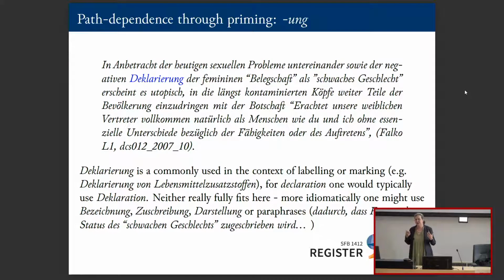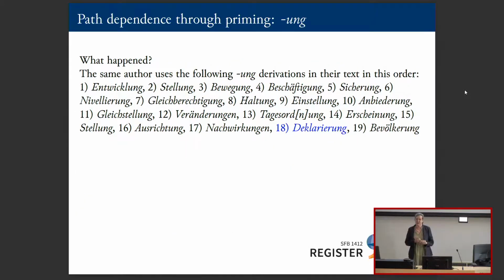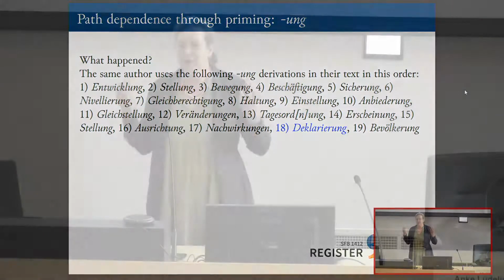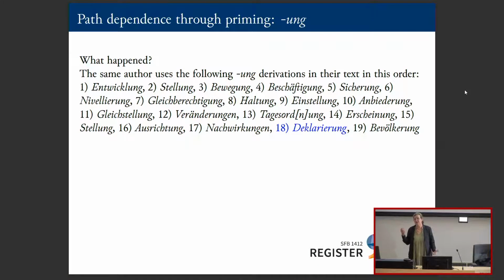But how did it come about? Why did this competent L1 speaker use Deklarierung here? Well, the same author uses other words right before. Yeah? So Entwicklung, Stellung, Bewegung, Beschäftigung, Sicherung, and all of these are highly lexicalized. These are not transparent. These are not newly formed. You will have learned them in your vocabulary training. But this is also a native speaker, so they will know them. They will grab them from their mental lexicon. And still, it could be the case that all of these then self-prime Deklarierung instead of Deklaration. I mean, that's just a hypothesis. We cannot prove that this is what happened, but this could be something that happened.